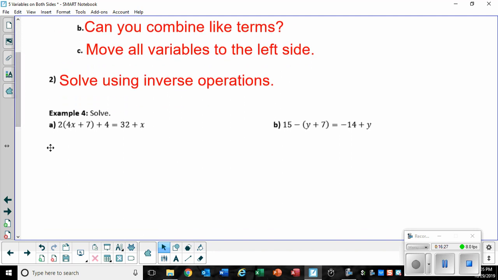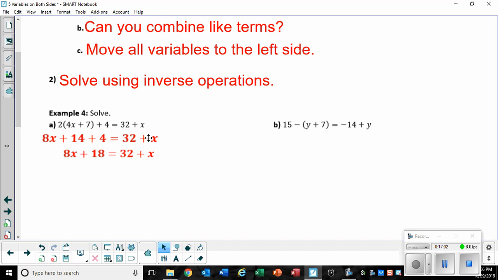Okay, so the first thing I want to do is distribute. I'm going to distribute the 2 to the 4x and to the 7. And that will give me 8x plus 14. And then I bring down the plus 4 and the 32 and the x. Now there's nothing on this side to distribute, so I can move on to the next one. What about like terms? Here, I have an 8x, and there's no other x's, but I have a 14 and a 4. I can combine those. 14 plus 4 will give me 18. Over here, there's no like terms, so I just bring it down.